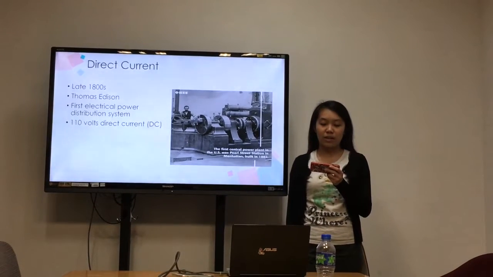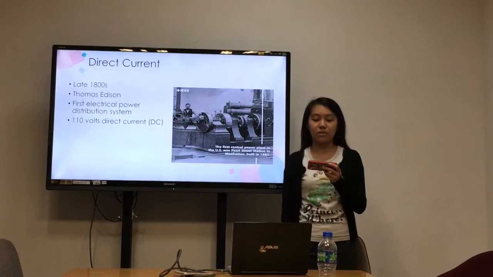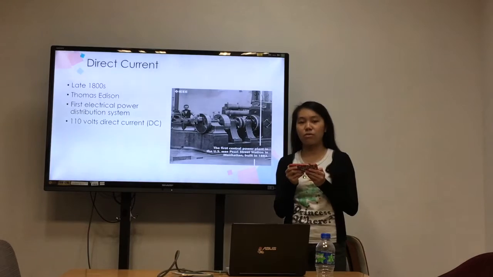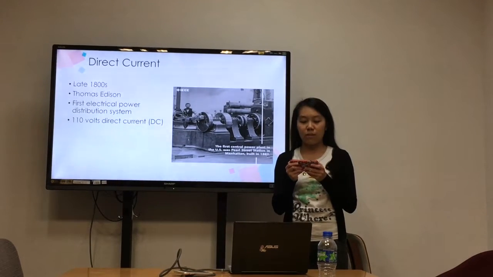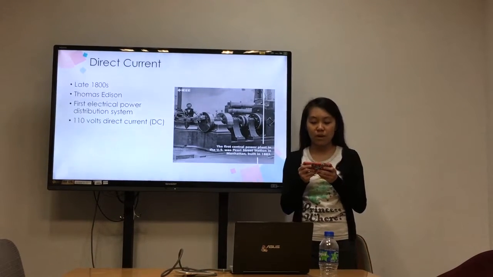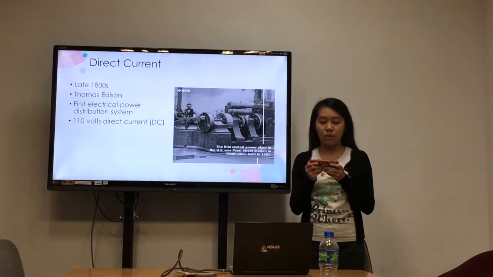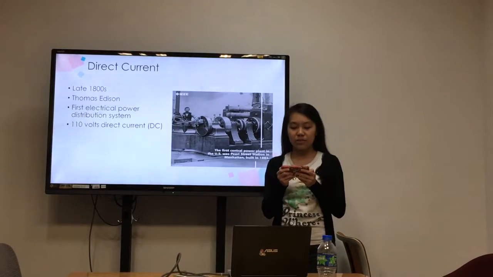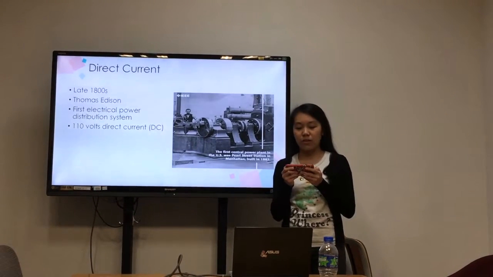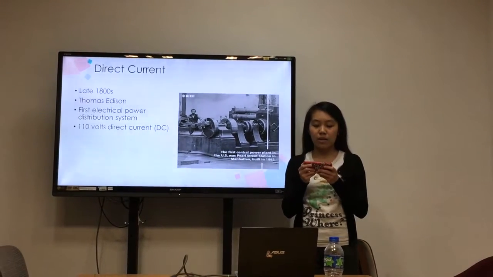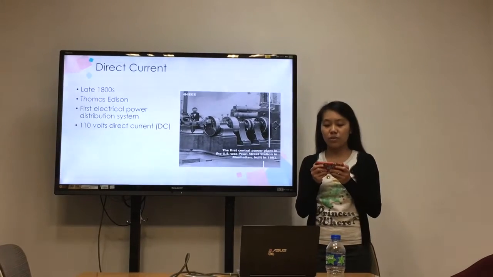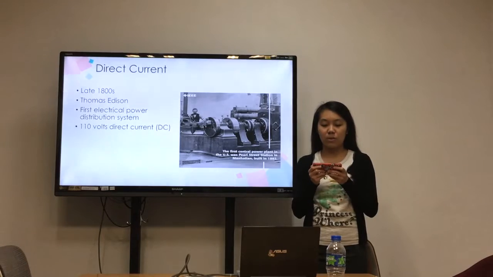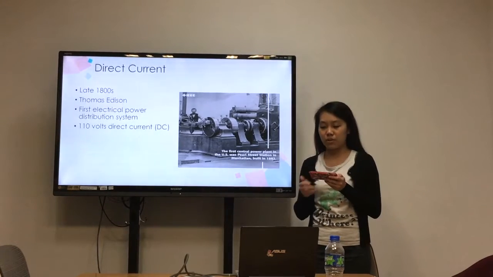Dating back to the late 1800s, Thomas Edison developed the first electrical power distribution systems with the use of direct current, which was developed following the invention of the electric light bulb. His power station, named Thomas Edison's Pearl Street Electricity Generating Station, provided direct current at a constant 110 volts to the consumers. However, the DC power distribution system has some limitations.